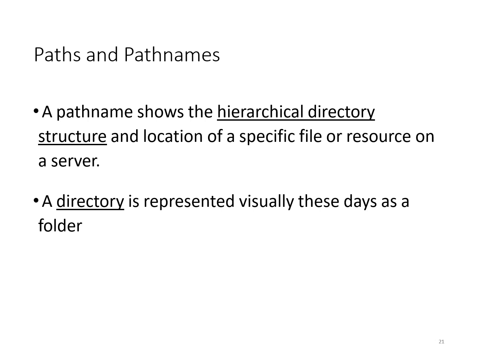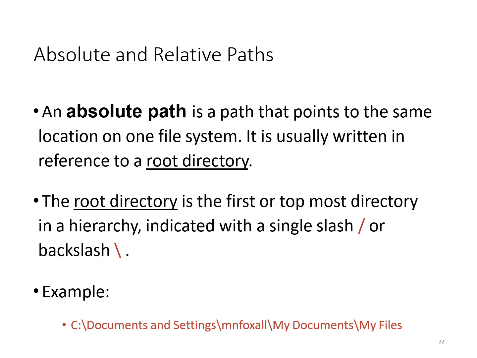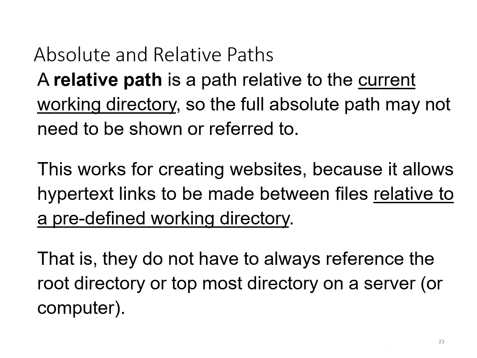Path and pathnames. A pathname shows the hierarchical directory structure and location of a specific file or resource on a server. A directory is usually represented as a folder. An absolute path is a path that points to the same location on the file system, usually written in reference to the root directory. The root directory refers to the topmost directory in the hierarchy, indicated with a single slash or backslash.